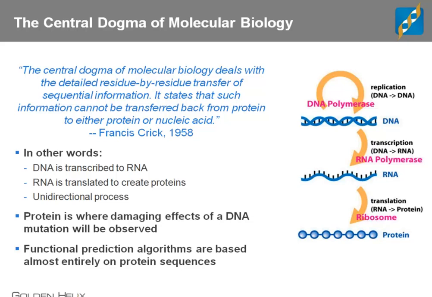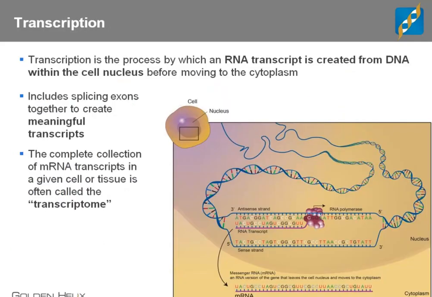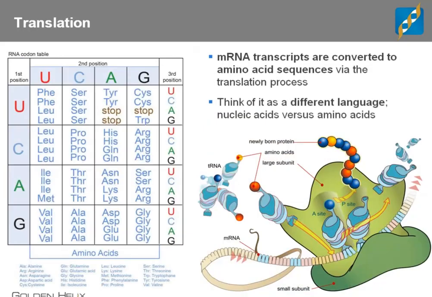So quickly, just to review some terminology. Transcription is the process by which an RNA transcript is created from DNA within the cell nucleus. That messenger RNA transcript is then shipped out of the nucleus into the cytoplasm, where it can then be translated into protein. And the terms transcription and translation, I tend to get them mixed up a lot. You saw I just stumbled on them there a moment ago.